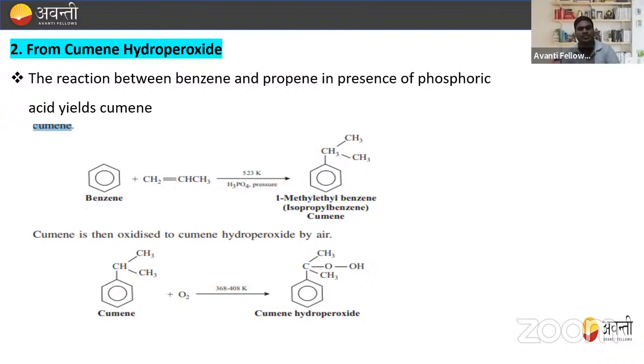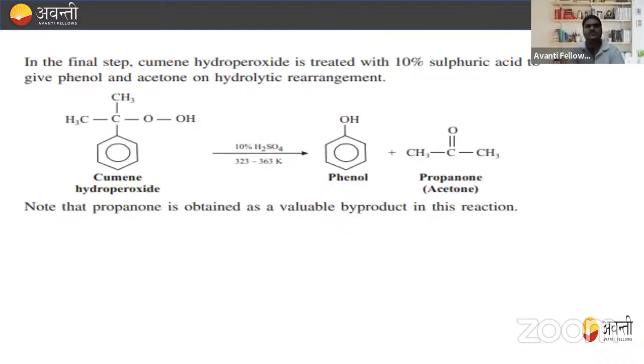Now cumene is then oxidized to cumene hydroperoxide, with O2, so the C-O-O-H group will form, and this will have CH3, CH3. This is known as cumene hydroperoxide. On further heating, in the final step, cumene hydroperoxide is treated with 10% sulfuric acid to give phenol and acetone by hydrolytic rearrangement.